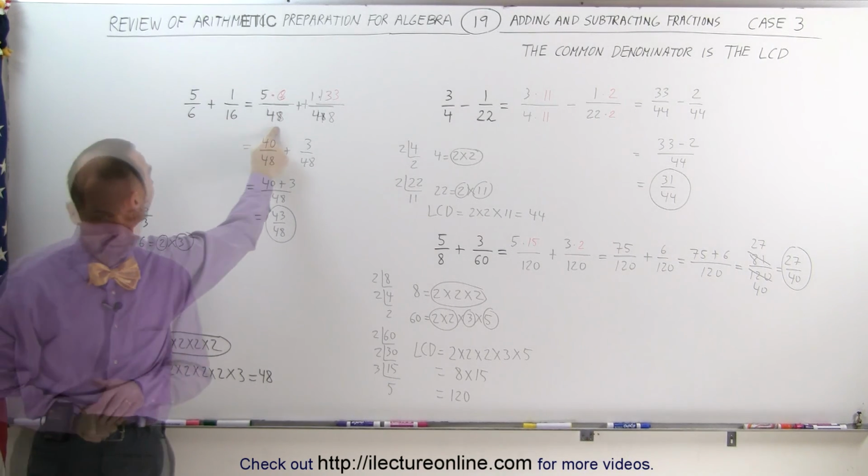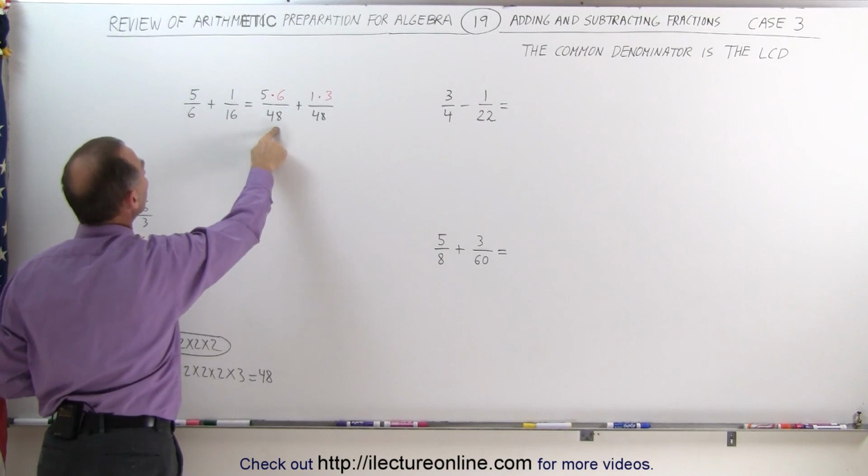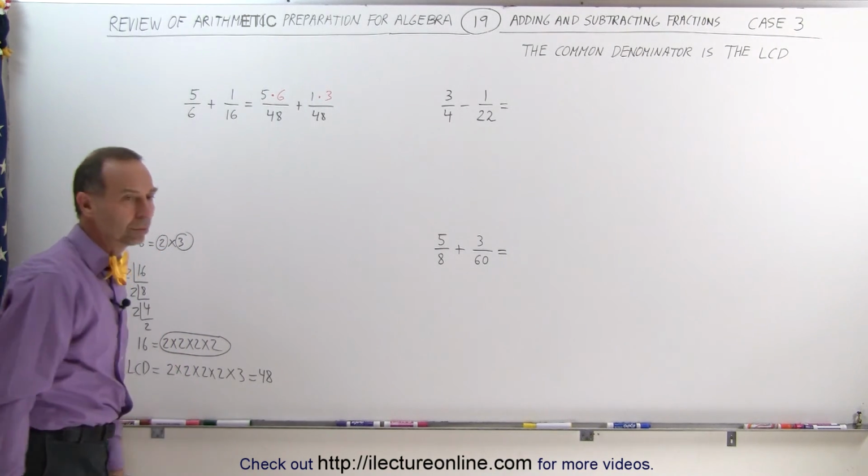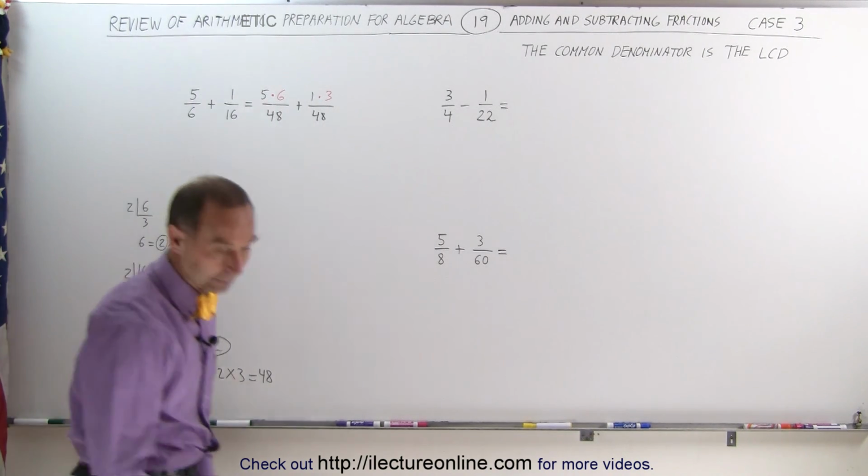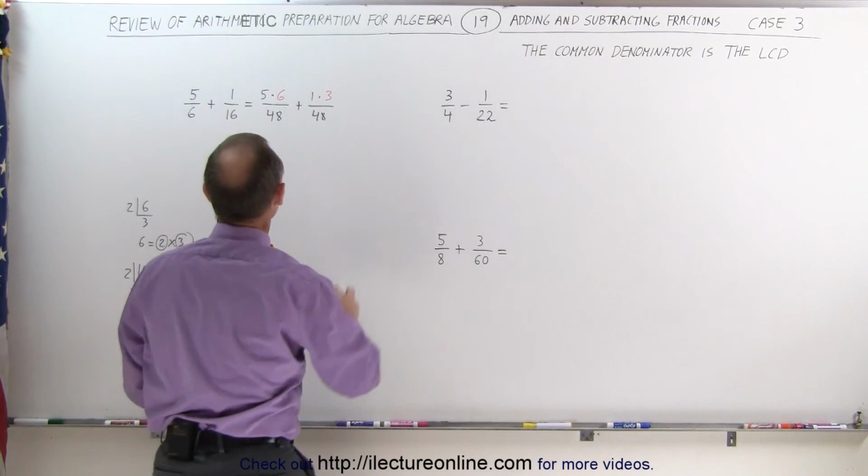6 times 8 is 48. That means I have to multiply. I did this wrong. It's 8, not 6.